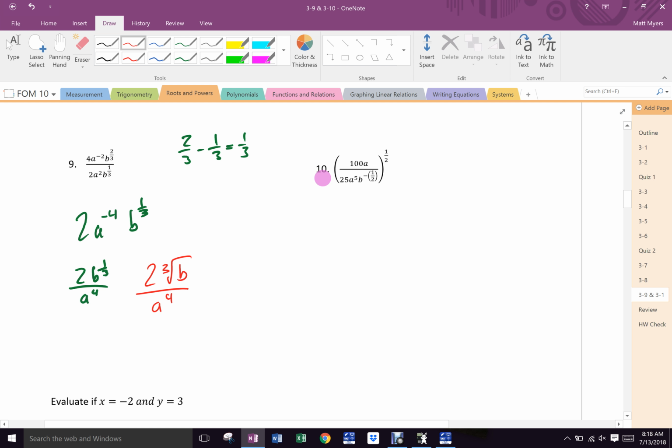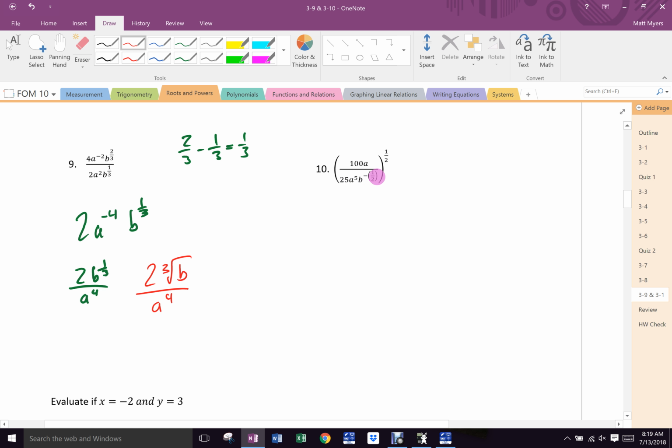Now, 10. 10 looks a lot like 8, doesn't it? Right? Which means there's probably more than one way to do this question, yes? Actually, I can think of 3 ways to do this question off the top of my head. The way I'm about to show you is what I feel is the easiest way to do this. You might disagree. I look at the question and I see, hey, wait a minute, 25 and 100 work together pretty well. A and A work together pretty well.